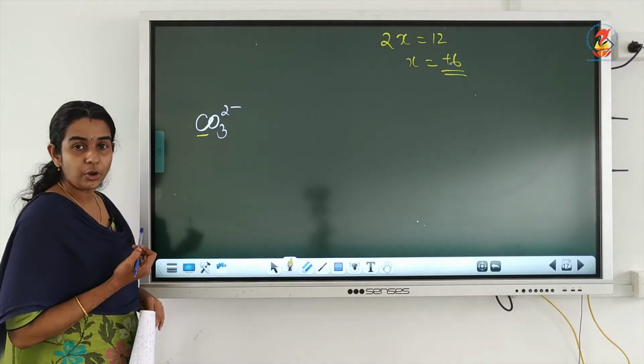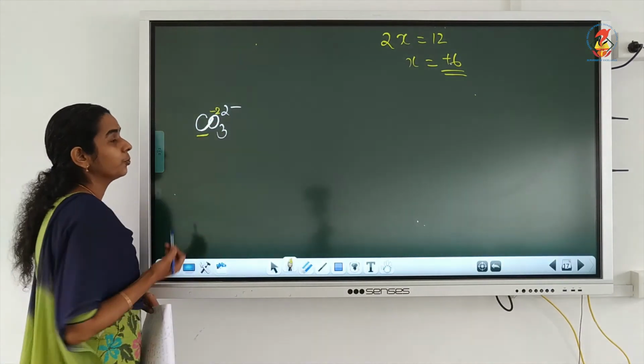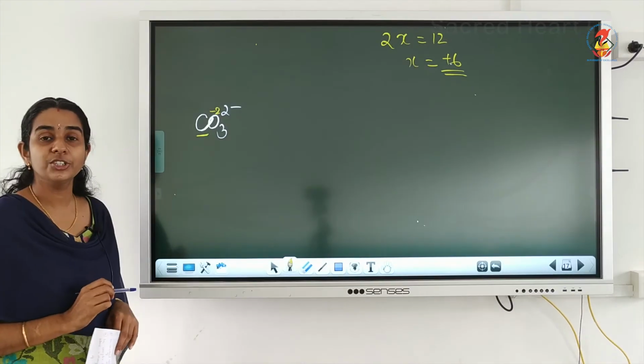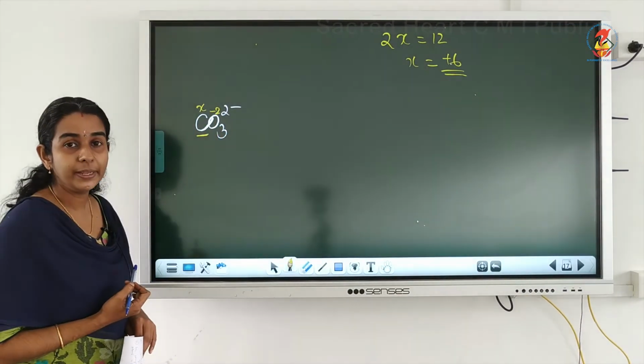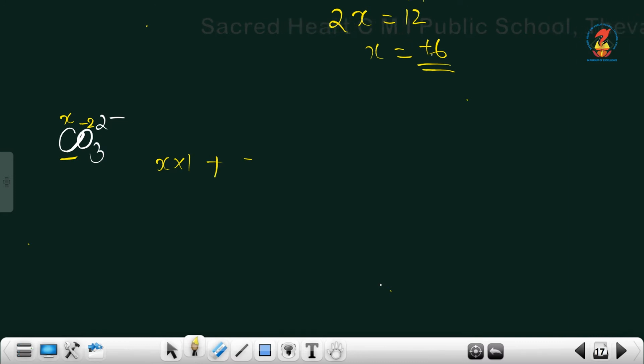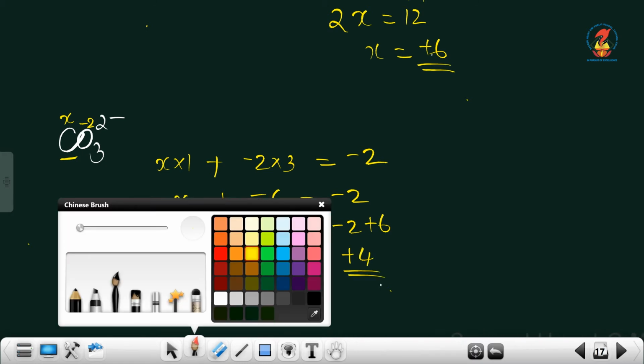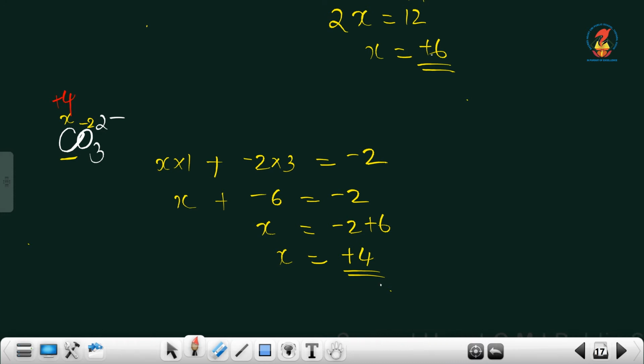Now for carbon we need to find the oxidation state. We know oxygen is minus 2. This minus 2 on the species is the overall charge, and this minus 2 is the oxidation state of oxygen. So let the carbon oxidation state be x. So we can write x into 1 plus minus 2 into 3 equal to what should it be? Equal to minus 2, because the overall charge here is minus 2. The sum should be equal to the overall charge in the case of radicals or complex ions. So x plus minus 6 equal to minus 2. So x equal to minus 2 plus 6, so x equal to plus 4. So the oxidation state of carbon we are getting here is plus 4.